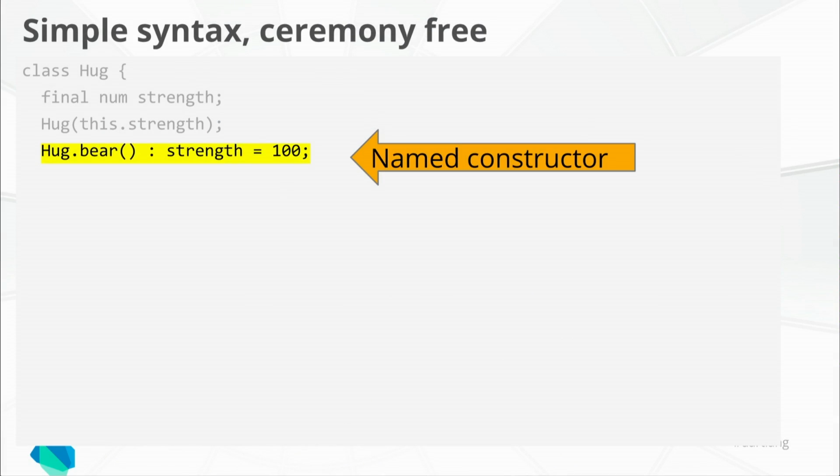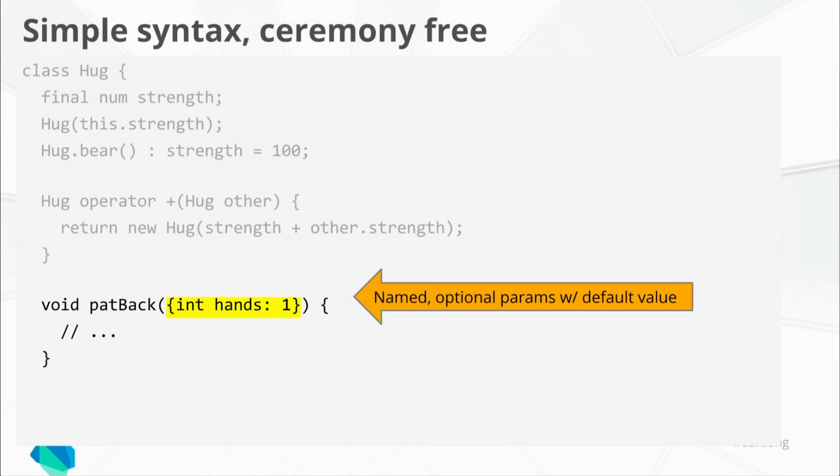Named constructors, one of my favorite features here. Obviously, methods you can name pretty much whatever you want, but constructors typically are always named the name of the class. That's a little bit constraining, so Dart offers named constructors. Here, I can say new Hug.bear and set up a bear hug. It's very clear. I totally understand what I'm creating when I use these named constructors. Dart has operator overriding. Here's a good example of that.